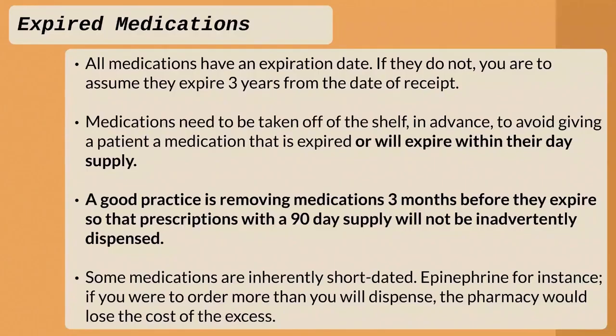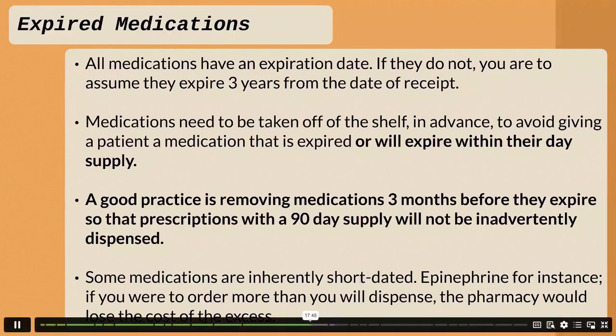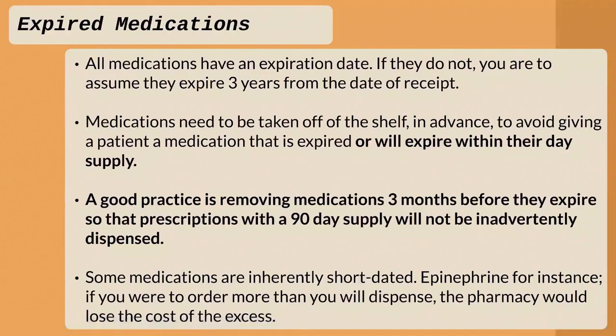A good practice is removing medications 3 months before they expire so that prescriptions with a 90-day supply will not be inadvertently dispensed. Some medications are inherently short-dated. Epinephrine, for instance, if you were to order more than you will dispense, the pharmacy would lose the cost of the excess because it's so short-dated.